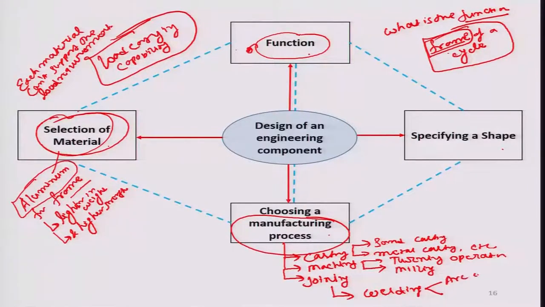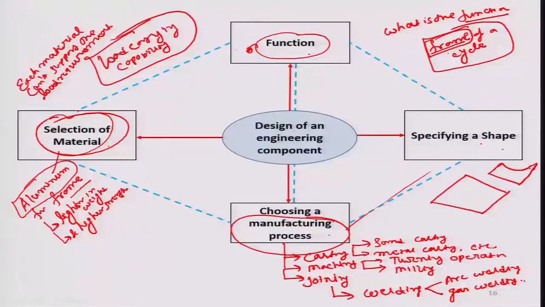And welding has several types. Suppose that arc welding, gas welding, etcetera. So, to fabricate an aluminium frame for a cycle, you will have to choose an appropriate manufacturing process. Again, this process influences the shape. Suppose that the shape of a frame can be of various types, this type or this type. Now this particular shape may not be possible to fabricate by each process. So you will have to select everything appropriately.